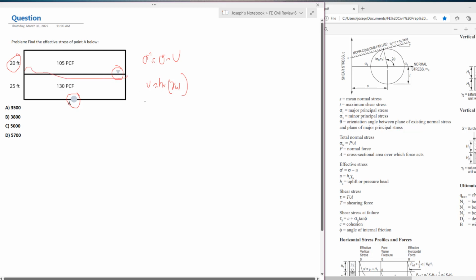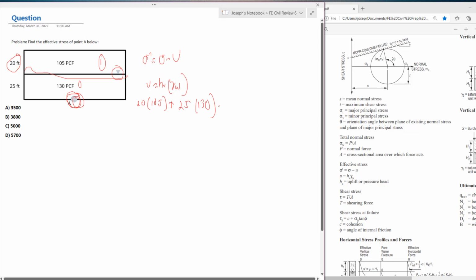So how are we going to solve this problem? Let's take the first soil layer here, soil layer 1. We go 20 feet times 105 pounds per cubic foot. And then we're going to add to that the next soil layer, 25 feet times 130, because this is the depth, 20 and then 25 all the way to point A. It's not in the center here, it's all the way at the bottom.